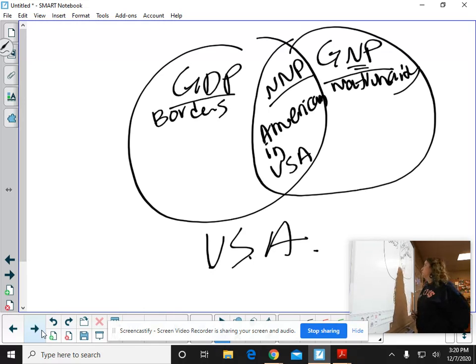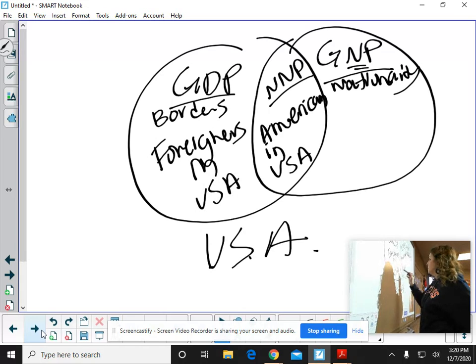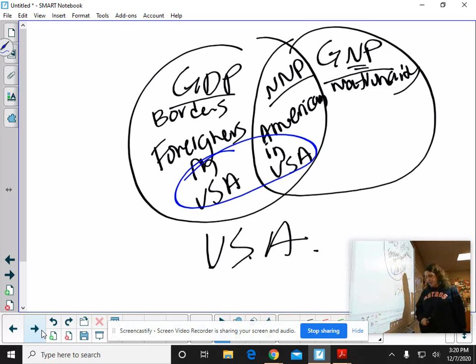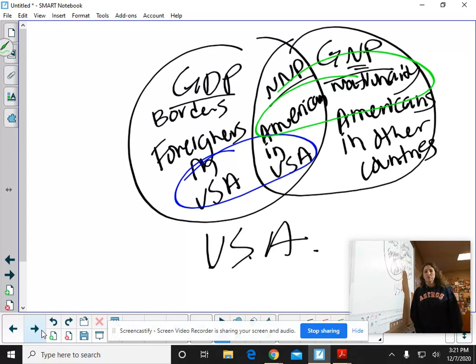What GDP also includes is not just Americans in the United States, but anyone, foreigners in the United States. So GDP is basically anybody, whether they're foreigners or Americans, who are in the United States. That's what they have in common. While GNP doesn't matter where you are, it matters who you are. So not just Americans in the United States, but Americans in other countries, American companies or American individuals. What these have in common is the fact they're American.